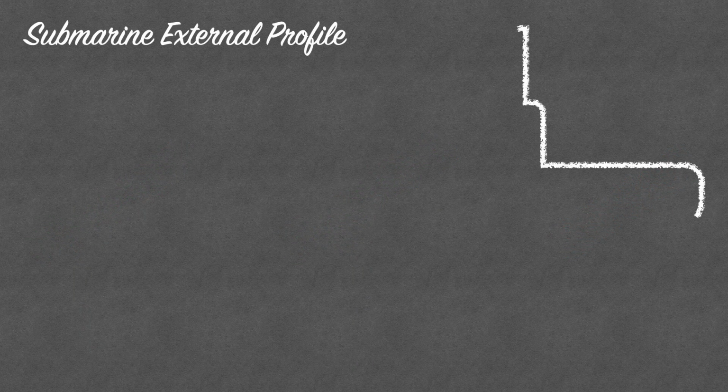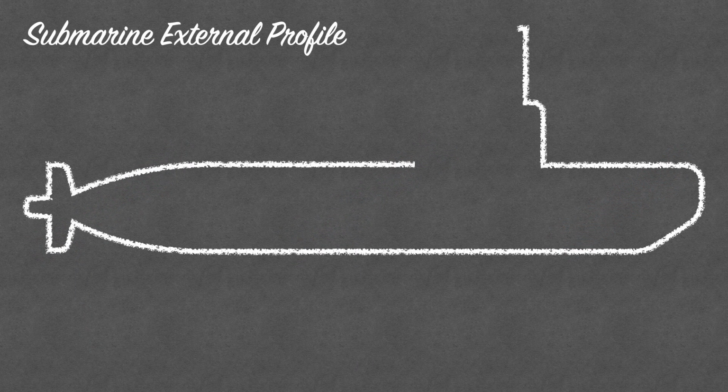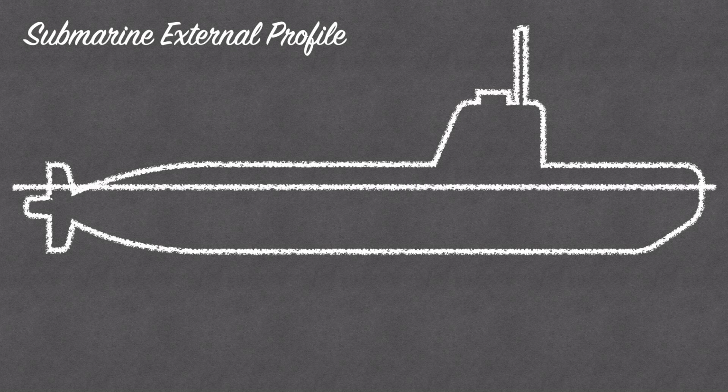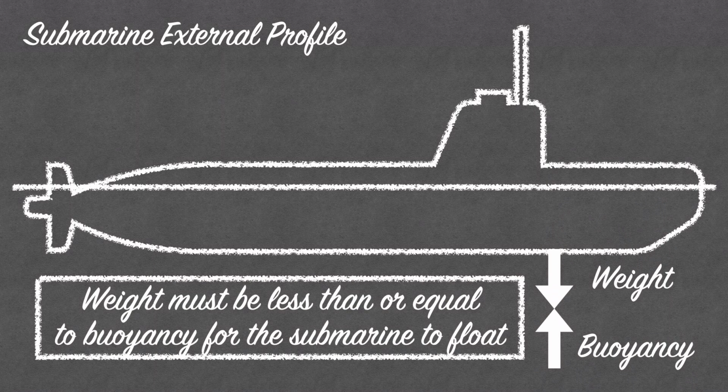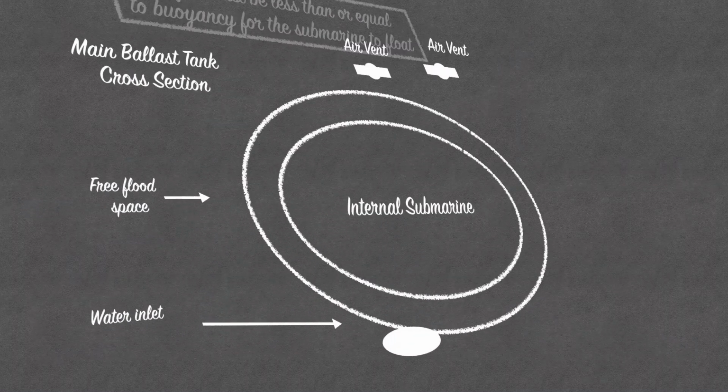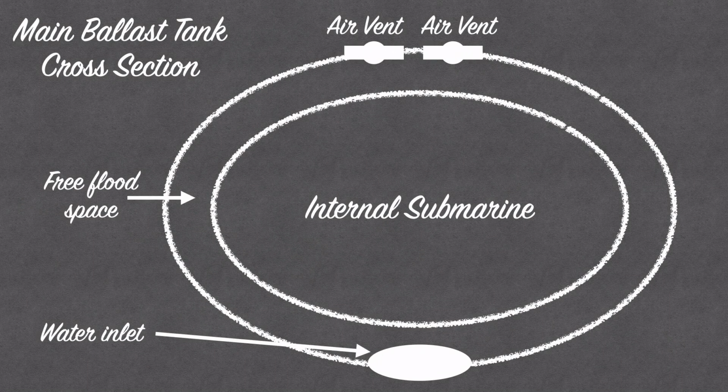The difference between a ship and a submarine is that a submarine is able to change its weight and hence can change from floating by being positively or neutrally buoyant to becoming negatively buoyant, allowing it to submerge. So how does a submarine change its weight? The answer is by allowing water into large internal tanks called main ballast tanks.